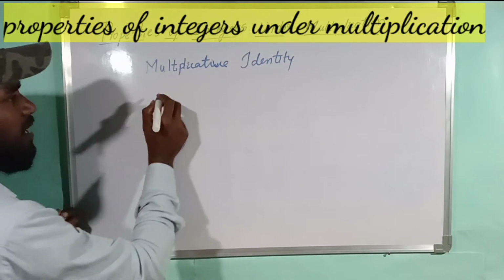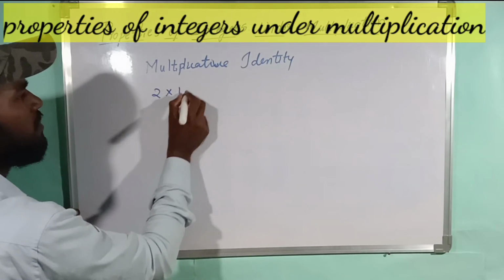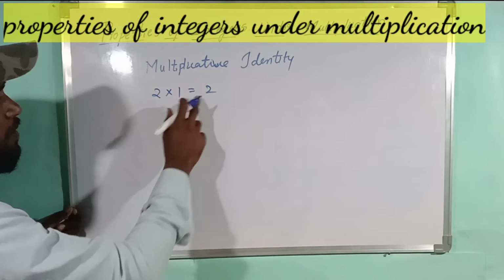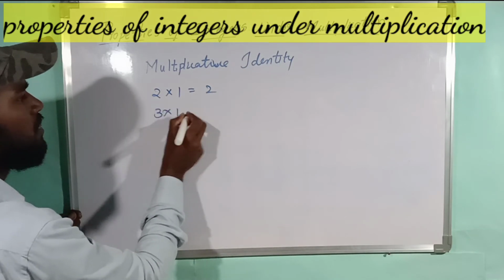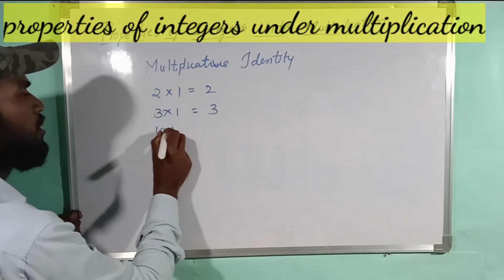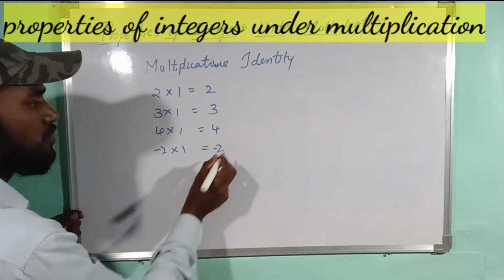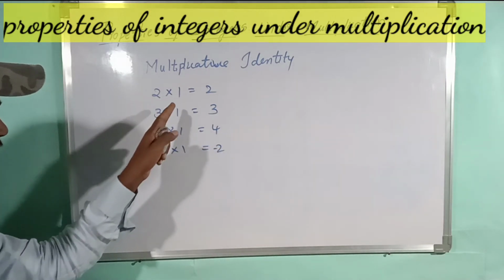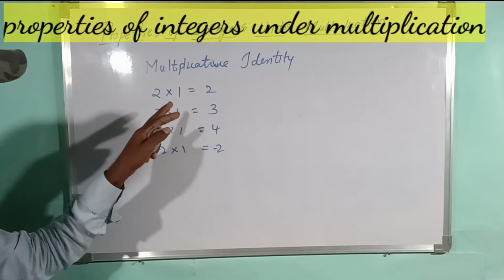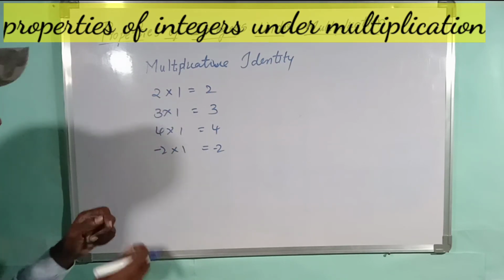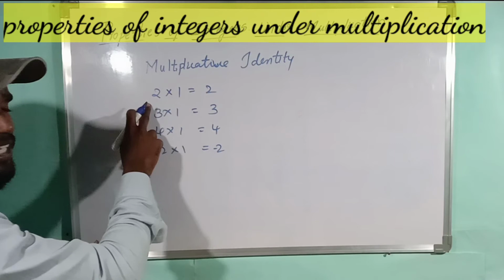See here, take any integer: 2 into 1, what is the product? 2. 3 into 1, what is the product? 3. 4 into 1, what is the product? 4. Minus 2 into 1, what is the product? Minus 2. So if we multiply 1 to any number, we get that number only.